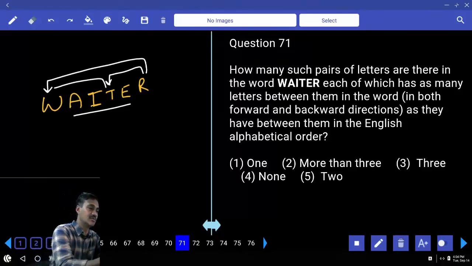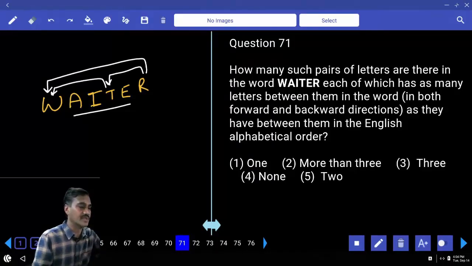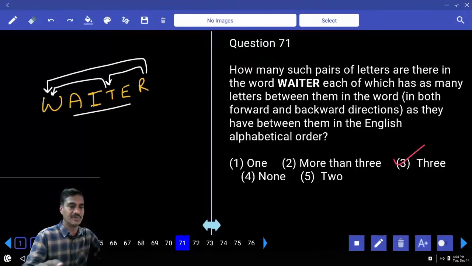Next one, T and W. T, U, V and W. Isn't that it? Hence, how many pairs do we have? 3 pairs. Choice 3, question number 71.